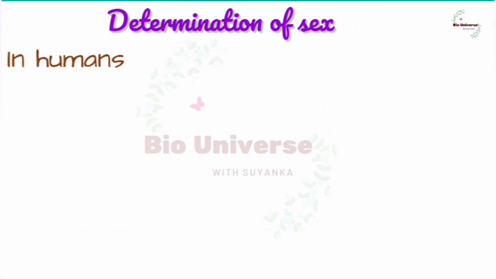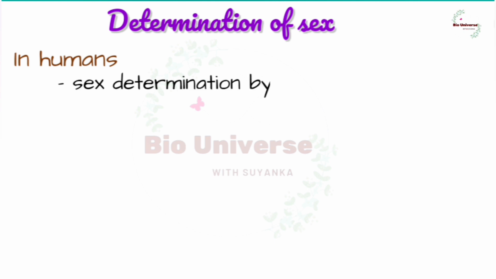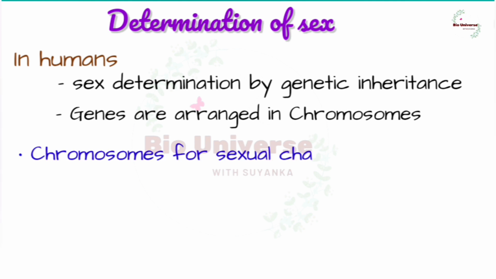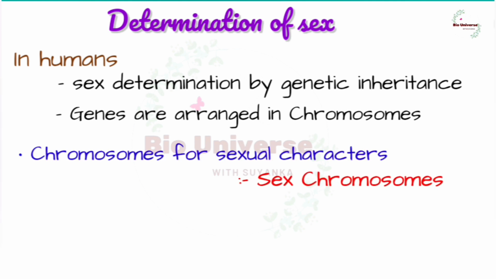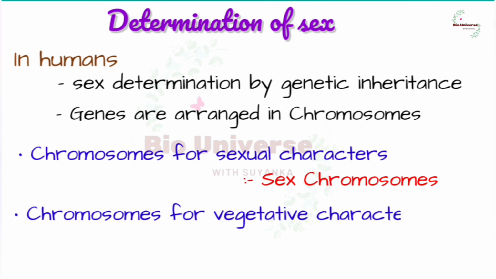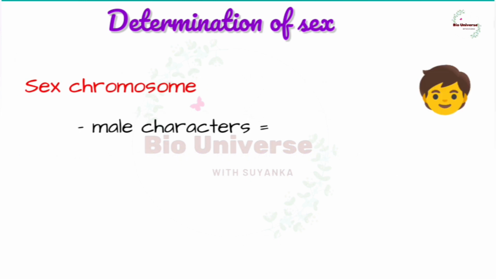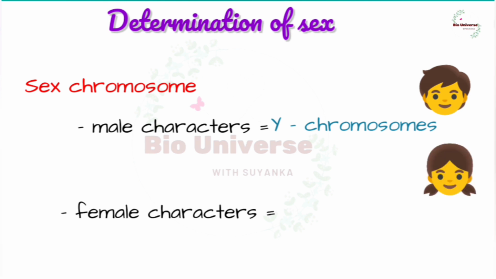In human beings, sex is determined by genetic inheritance. Genes inherited from the parents determine whether an offspring will be a boy or a girl. Genes for all the characters are linearly arranged on chromosomes. The chromosomes that carry genes for sexual characters are called sex chromosomes, while those that carry genes for vegetative characters are called autosomes. A sex chromosome that carries the genes for male characters is called the Y chromosome, and one which carries the genes for female characters is called the X chromosome.